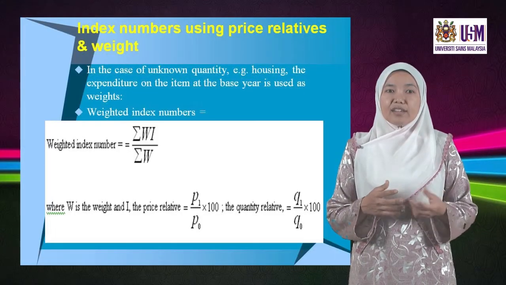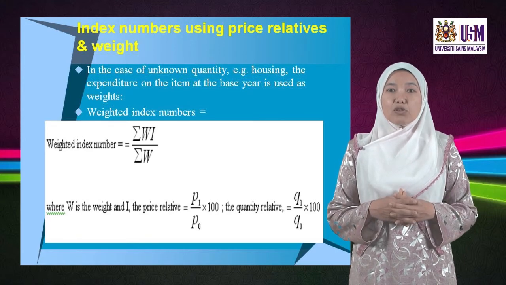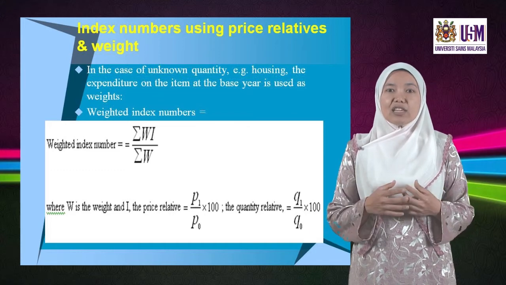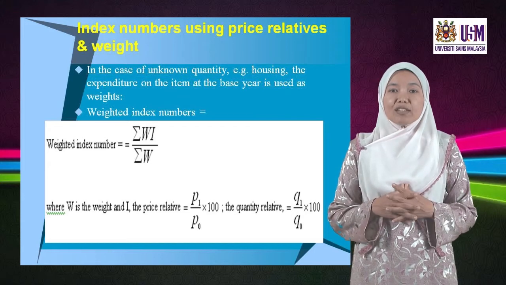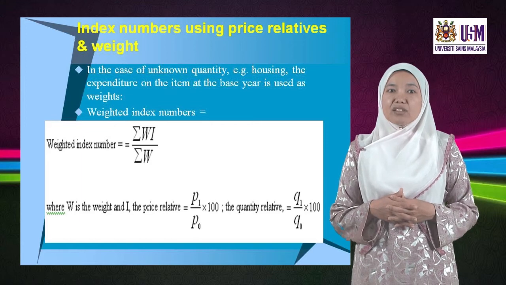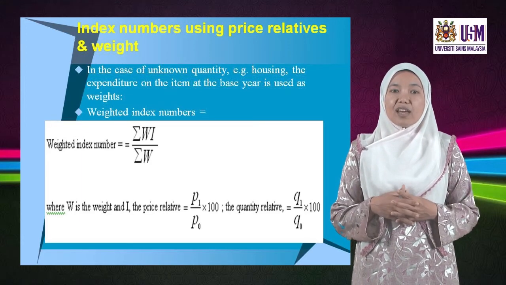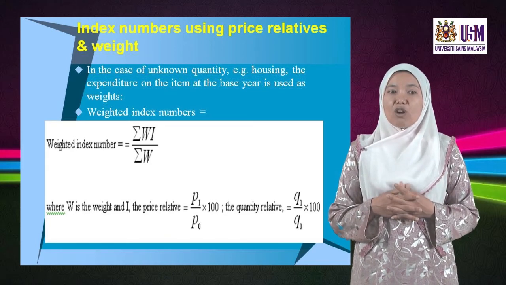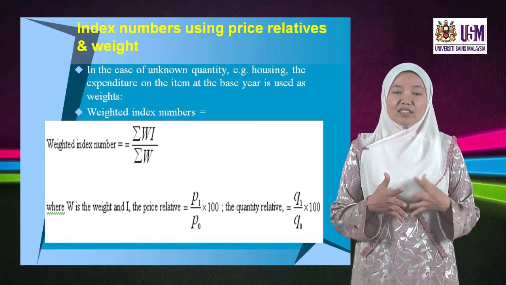So in the current part, we are looking at how we calculate index number using price relative and weight. So when do we use this price relative and weight? In the case of unknown quantity. So if we are discussing housing, the expenditure on the item at base year is being used as a weight. So weighted index number is given as summation of WI divided by summation of W, where W is the weight and I is the price relative.